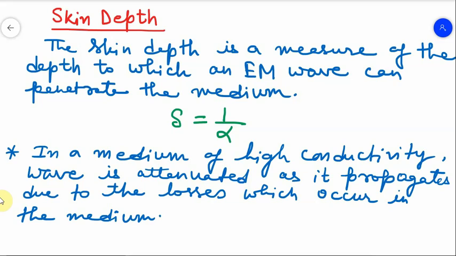So what we can say is that in a good conductor, the rate of attenuation is very great and the wave may penetrate only a short distance before being reduced to a negligibly small percentage of its original strength.